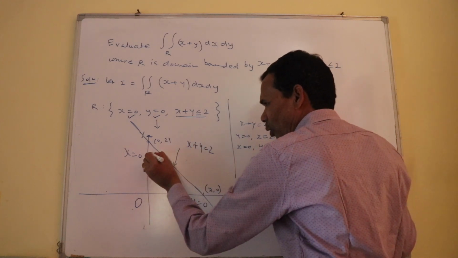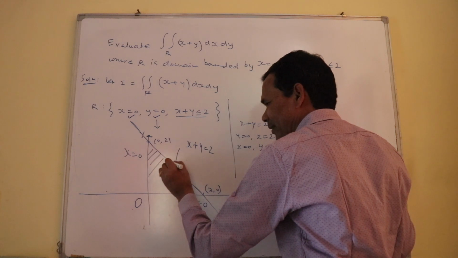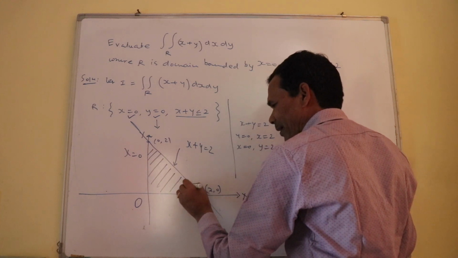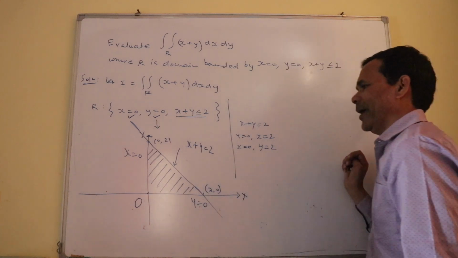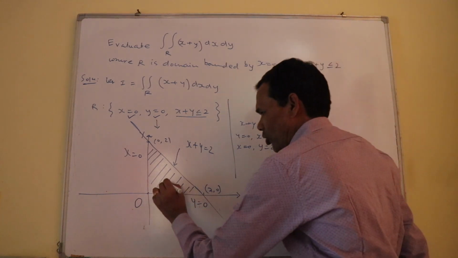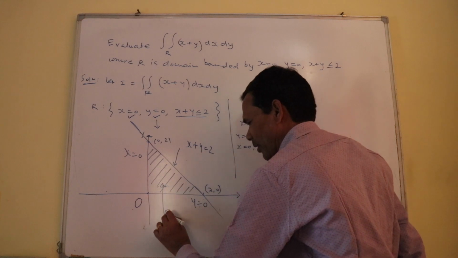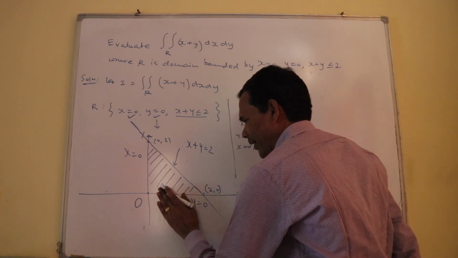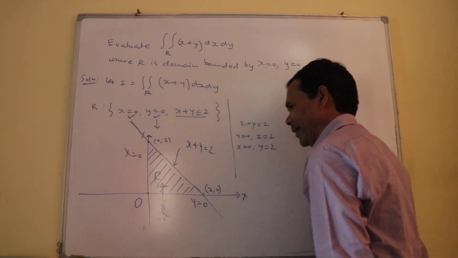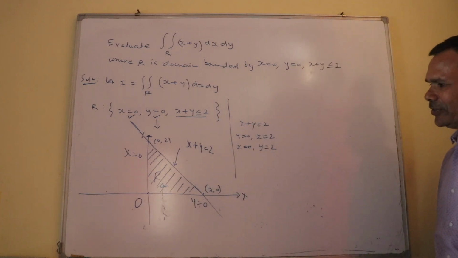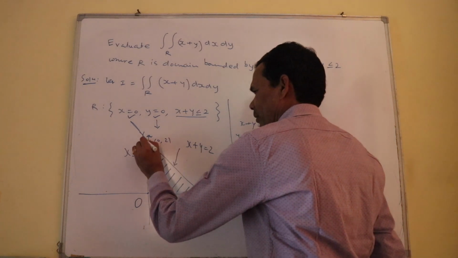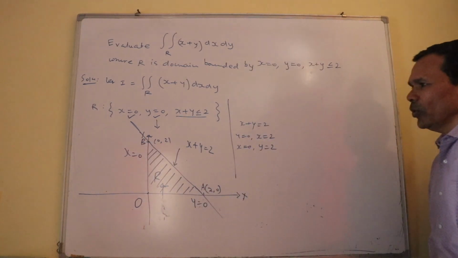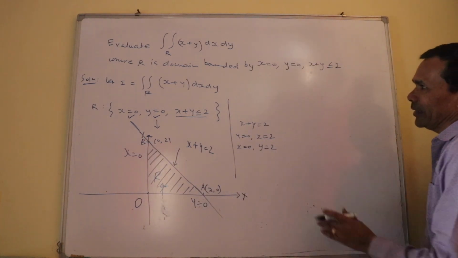So the region bounded by this, x greater than or equal to 0, y greater than or equal to 0. This is the region of integration, or it is sometimes called the domain of integration. Now to find limits for this, this is point A, this is point B. OAB is the region of integration.